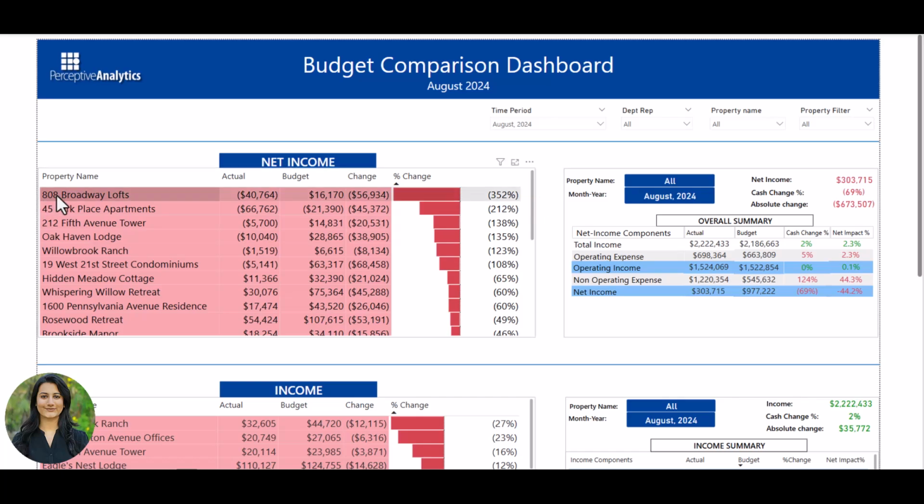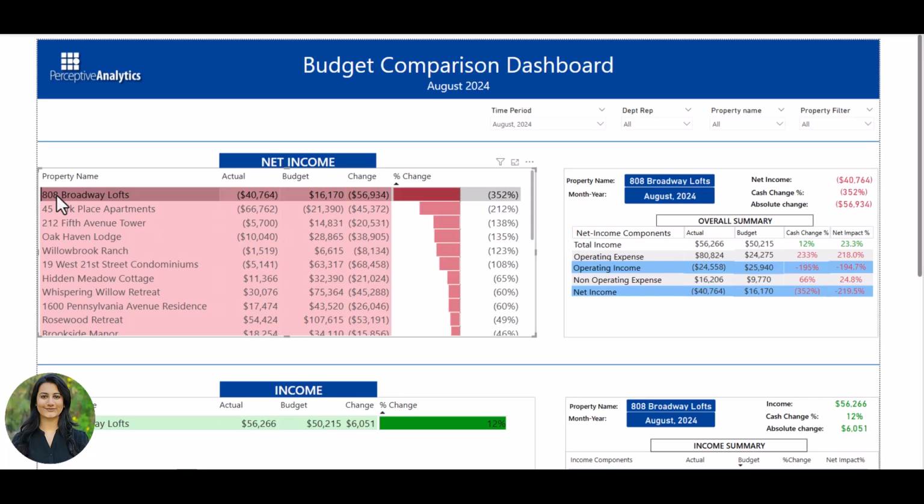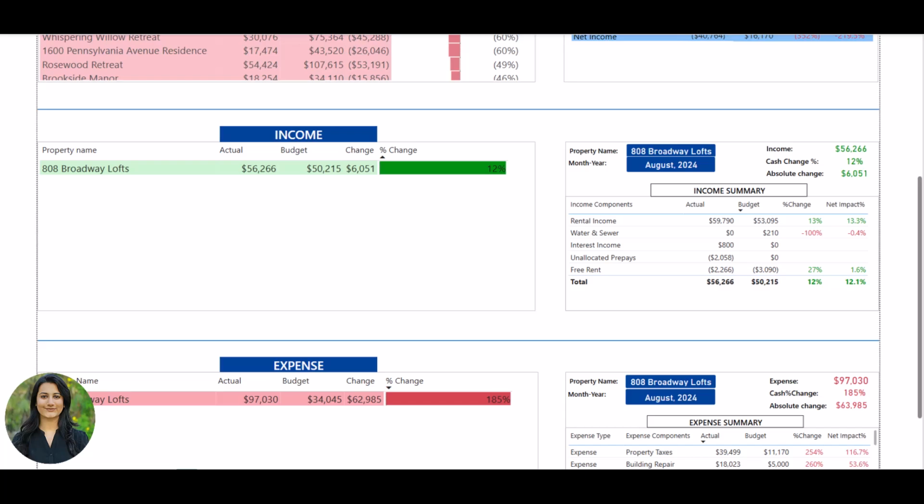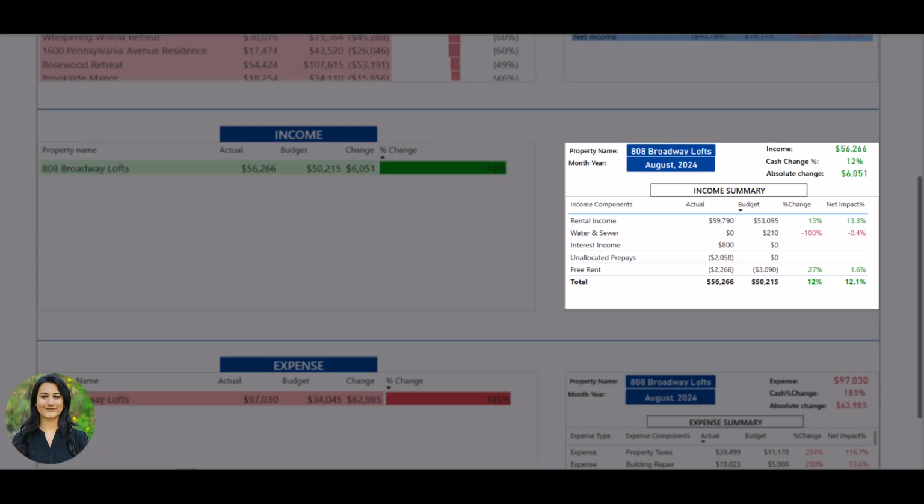Let's click here to select this property. Clicking here filters the dashboard to show data only for the selected property. Looking at the income section, we observe that 808 Broadway Lofts did quite well in terms of revenue. This property brought in $56,000, which is 12% more than it was budgeted. If we break it down and look at the income summary, we observe that rental income for this property was higher than expected. Free rent adjustment also exceeded expectations.